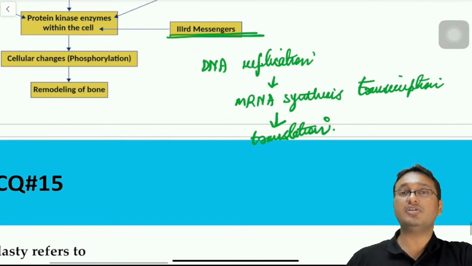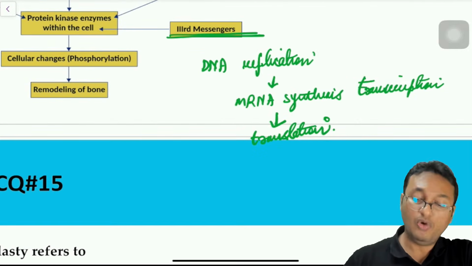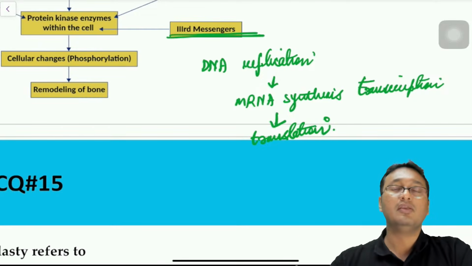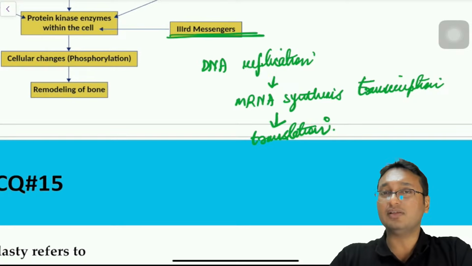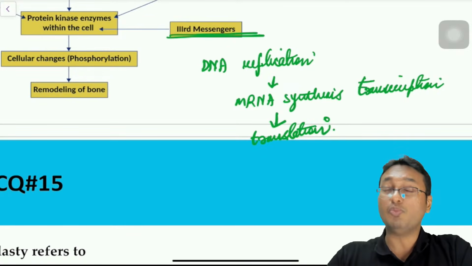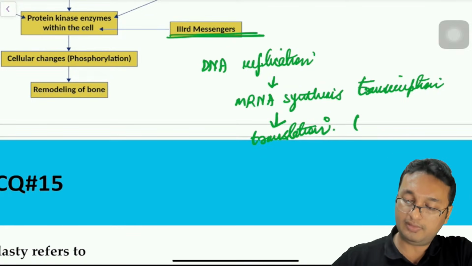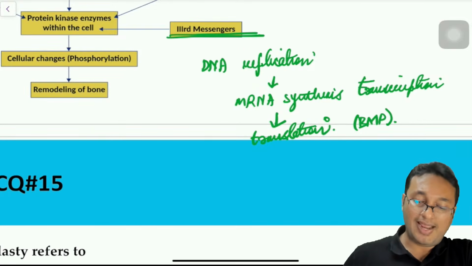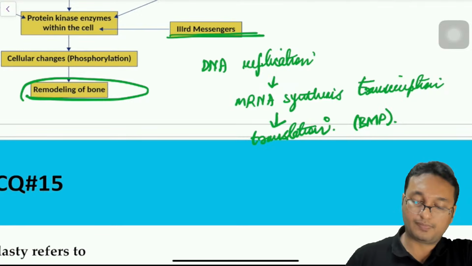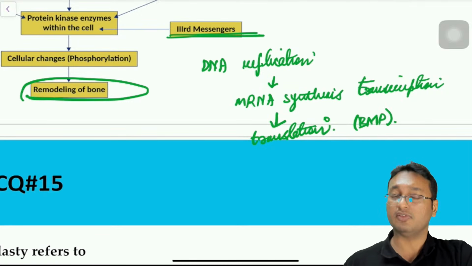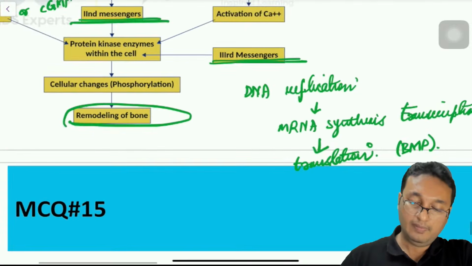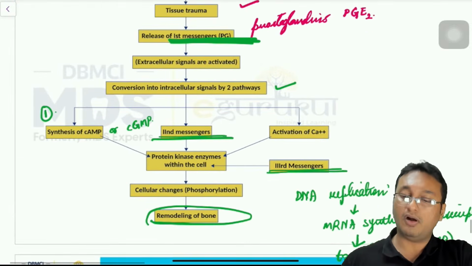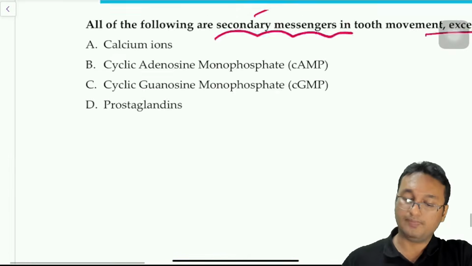And this translation leads to formation of certain bone remodeling proteins like collagen, calcium phosphate, and all other different types of proteins. Bone morphogenetic proteins, BMPs they are called. So the ultimate end result is remodeling of the bone. And this remodeling of the bone is what is responsible for moving the tooth from one place to another within the oral cavity. So this is the summary of pressure tension theory.